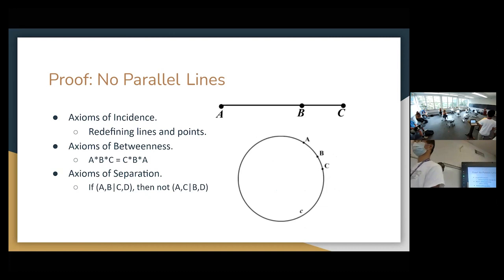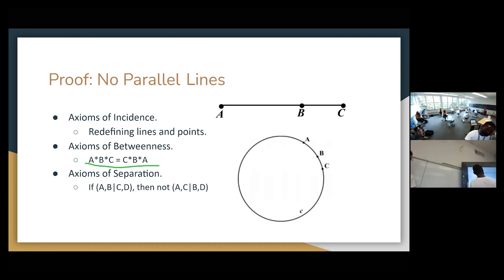So next, we're going to look at the axioms of betweenness, represented by this really cool equation right here. Don't worry, this doesn't have anything to do with multiplication. All this means is that point B is in between point A and C. And point B is also in between point C and point A.